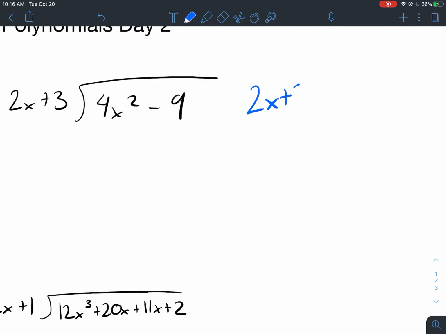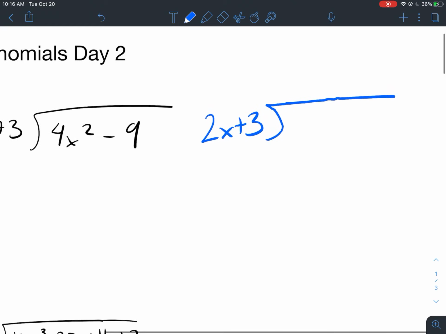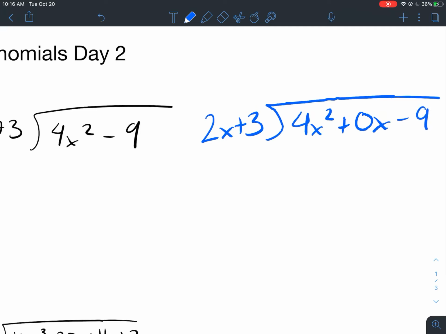So you're going to do 2x plus 3 divided by, and then you would have 4x squared. And then what comes after x squared? Well, an x. It's missing the x term, so you would just add in a 0x. All right? Then you would keep your minus 9 at the end. So now we can go ahead and divide them.